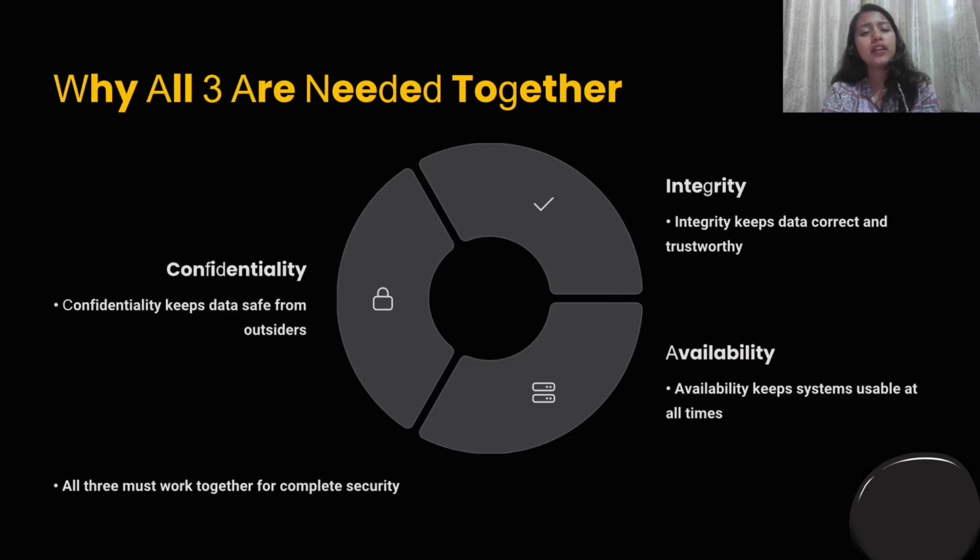So why are all three needed in cybersecurity? These are the real power of cybersecurity. These are the most important pillars of cybersecurity. Without confidentiality, your private data can be stolen. Without integrity, you can't trust your data. And without availability, the system is useless even if it's secure. So every good cybersecurity system must balance all these three goals.